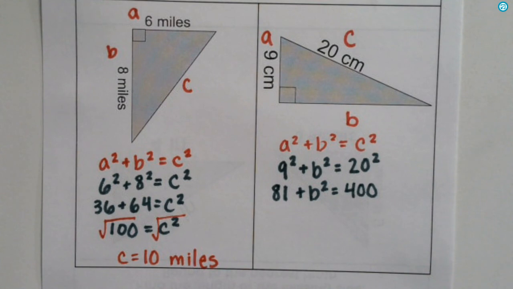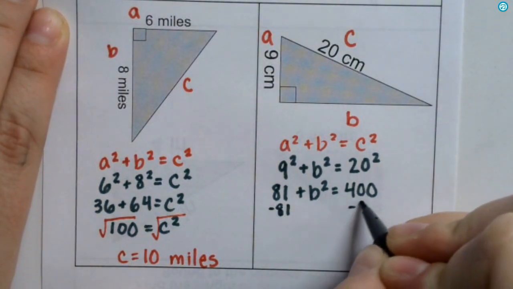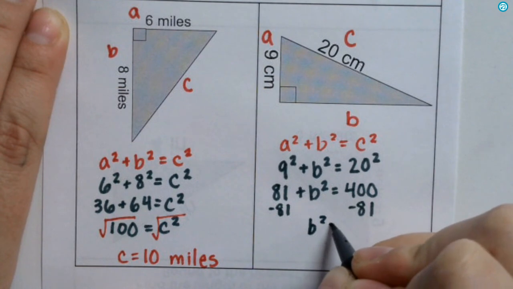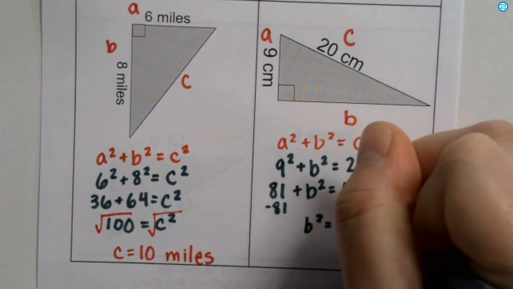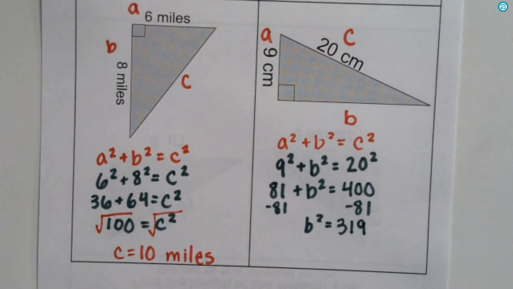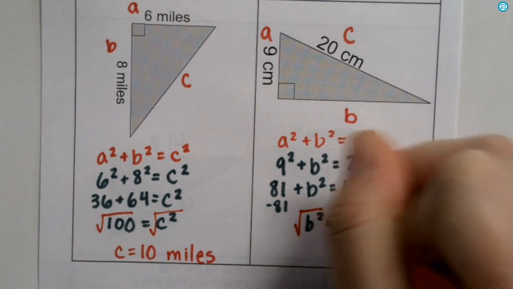Okay. Then, in order to get B squared by itself, we've got to move the 81 to the other side of the equation. So I'm going to subtract 81. I get B squared equals 400 minus 81, which is 319. Okay. Our last problem ended up perfectly. This problem is not going to end up so perfectly because 319 is not a perfect square. So we're going to take the square root of both sides. We're going to have to use our calculator.